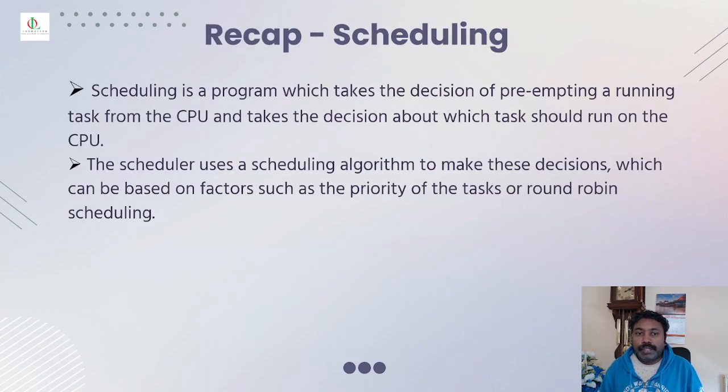So just to recap what scheduling is again, scheduling is nothing but a program which takes the decision of preempting the task that runs on the CPU and decides which task should run on the CPU. The scheduler also uses a particular scheduling algorithm to make these decisions. It can be priority-based or round robin scheduling. There are a lot of scheduling algorithms out there, but round robin is one of the most widely used. That's why we're going to learn about round robin scheduling in this class.